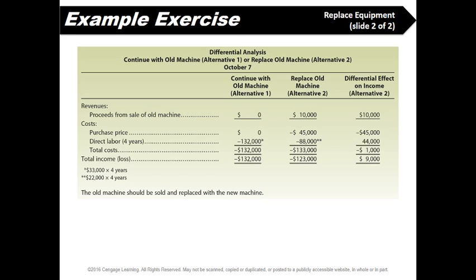So, therefore, between the $10,000 proceeds from the old machine and the $44,000 worth of savings in direct labor from the new machine, we more than wipe out and yield additional income over the next 4 years by replacing the machine with a more efficient one.